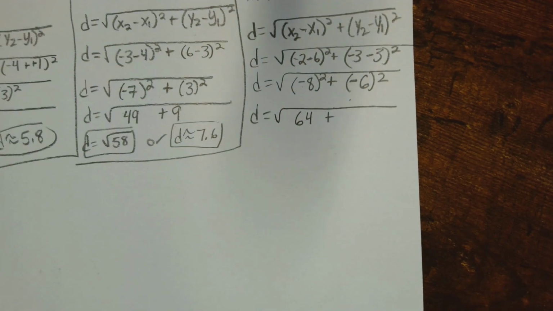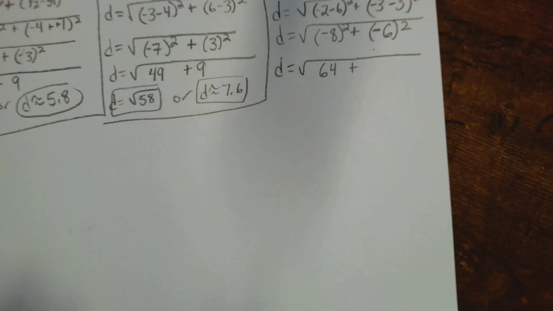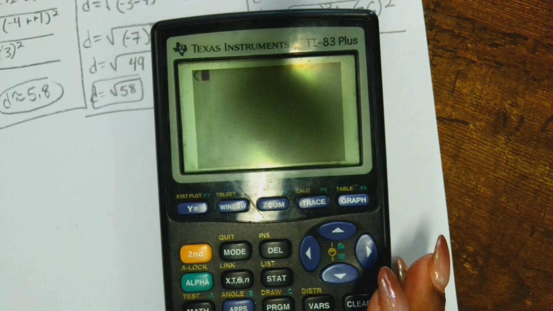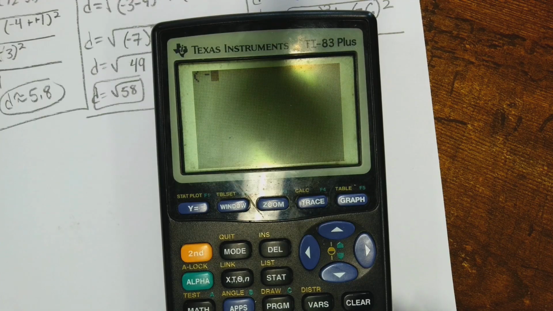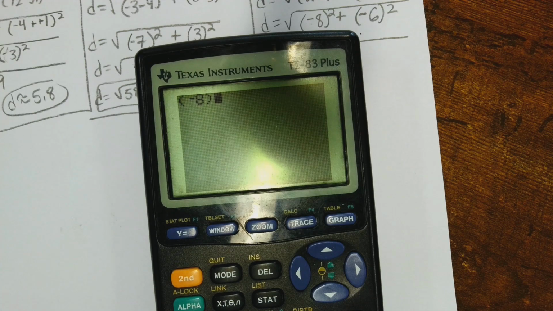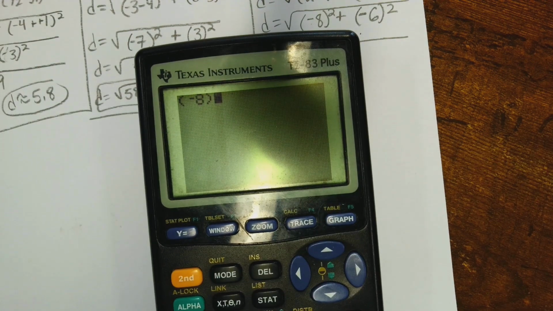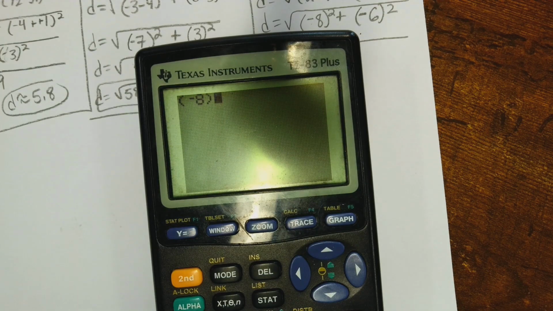Why did her calculator give her that? Because she put it in wrong. When you do that, you have to use parentheses: parentheses, -8, close parentheses. What you told the calculator to do is square only the 8 and not the -8. That's why you have to put it in parentheses. You got it? Okay.